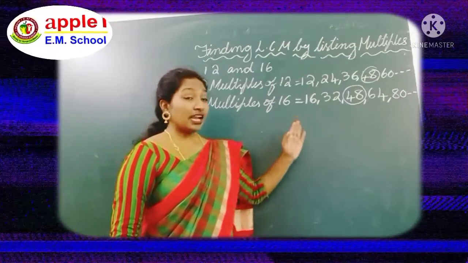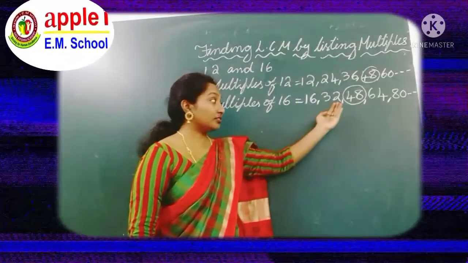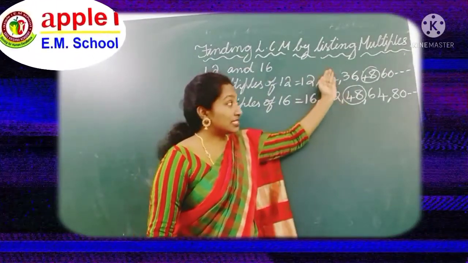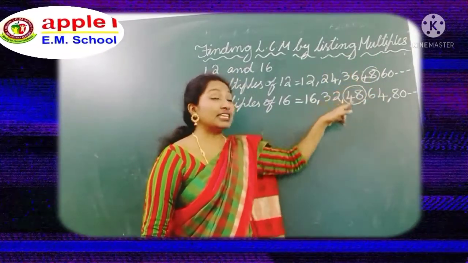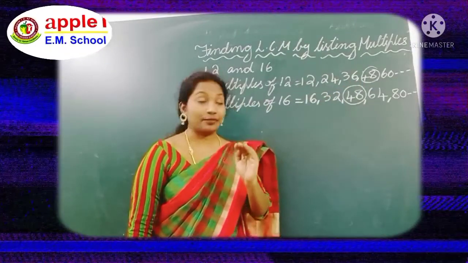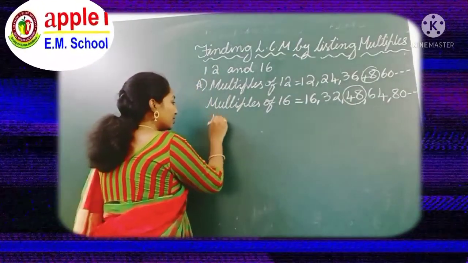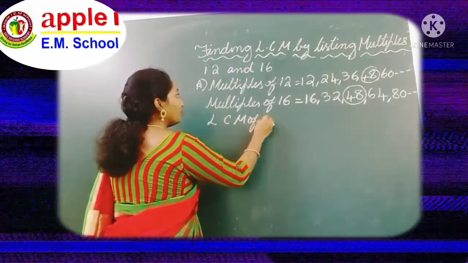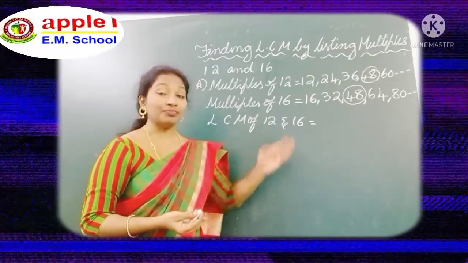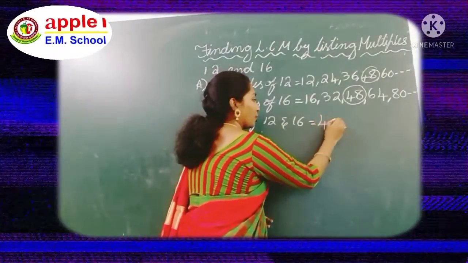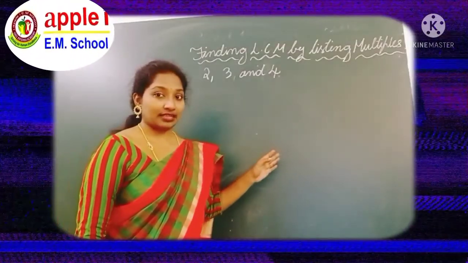We will still get more common multiples, but 48 is the least. This is only the starting common multiple. So what is the LCM here? LCM of 12 and 16 is equal to 48. Understood, children?